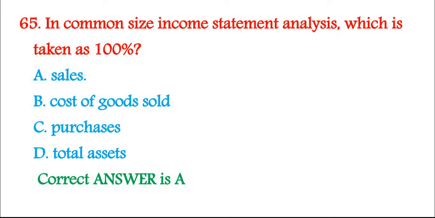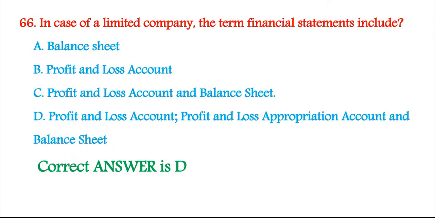65. In common size income statement analysis, which is taken as 100%? A. Sales, B. Cost of goods sold, C. Purchases, D. Total assets. Correct answer is A. 66. In case of a limited company, the term financial statements includes: A. Balance sheet, B. Profit and loss account, C. Profit and loss account and balance sheet, D. Profit and loss account, profit and loss appropriation account and balance sheet. Correct answer is D.